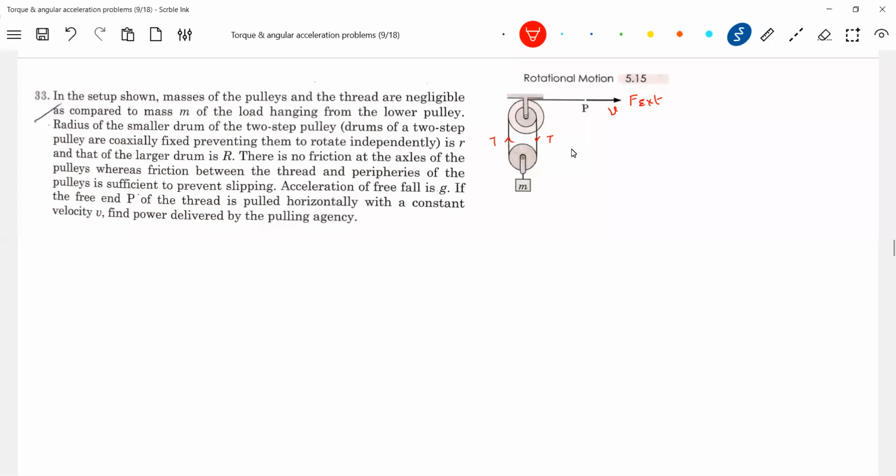T like this. The block will have a velocity. Anybody, what should the velocity of the block be? V by 2. So how come V by 2? And this is going to have angular velocity omega.